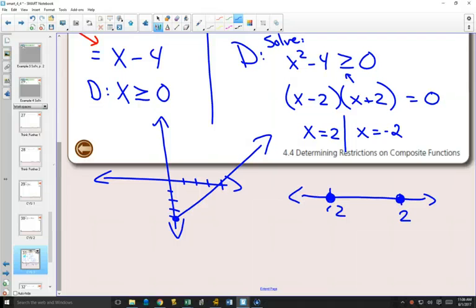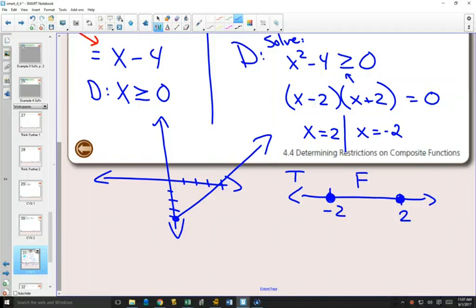And we need to make a true-false section for each of these. If you try something less than negative 2, like negative 4, negative 4 squared is positive 16. 16 minus 4 is 12. 12 is bigger than or equal to 0. This section will be true. If you try something between negative 2 and 2, like 0, if you plug it in, 0 squared minus 4 is negative 4. That is not bigger than or equal to 0, so this section would be false.